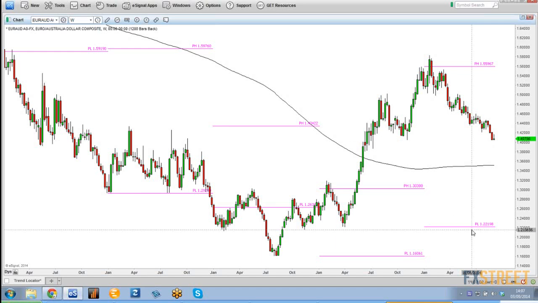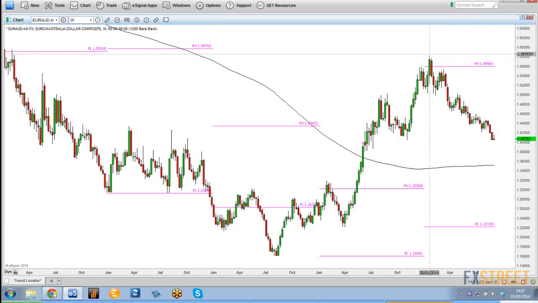To simplify that even further, I only look at the previous 2 years. Here's the high of 2013, here's the low of 2013, here is the high of 2012, here is the low of 2012, 11, 10, and so on and so forth. These two sets of pink lines are the only two that I'm looking at. The weekly is what I look at for major areas of support and resistance. In addition, I also look at round numbers.